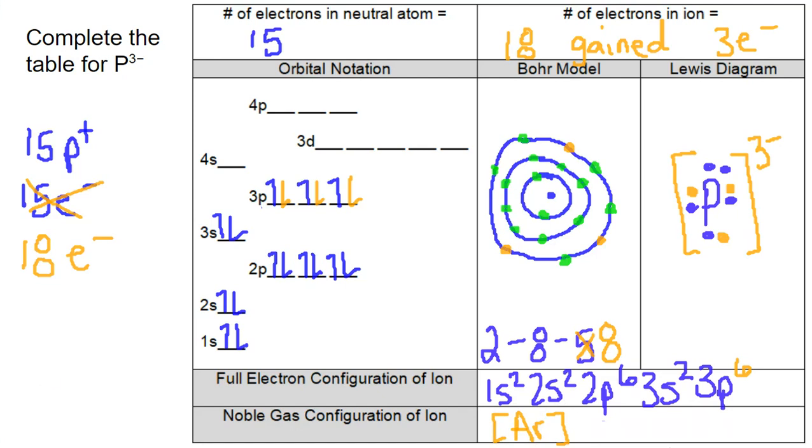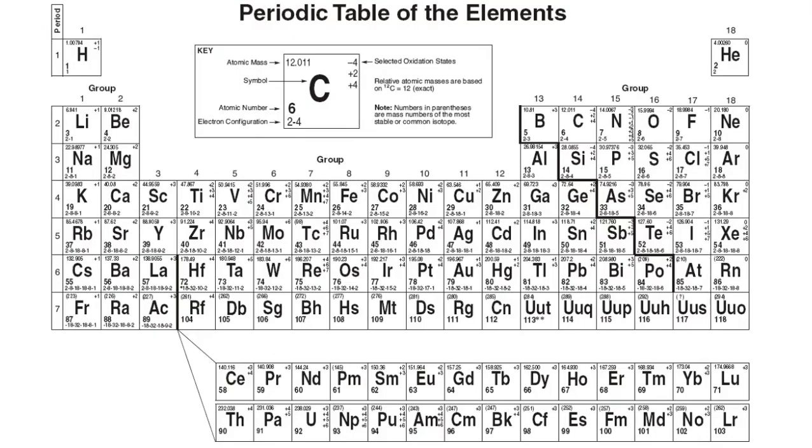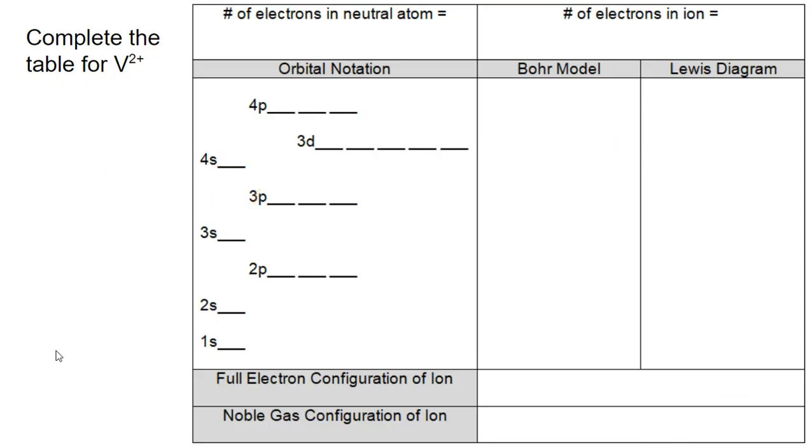Okay, one more example. V2+. So we go to the periodic table. We find V, which is vanadium. And vanadium is located right here. It's element number 23. So that means vanadium has 23 protons. And as a neutral atom, it's also going to have 23 electrons. So again, I'm going to do it for the neutral atom first, and then we'll modify.